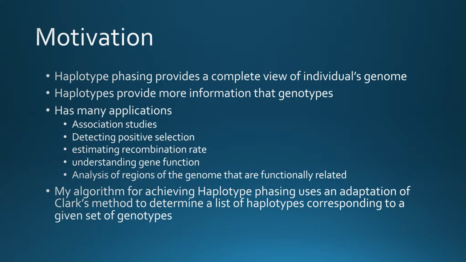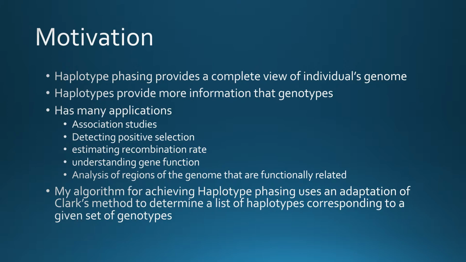Haplotypes provide more information than genotypes do, so we can get way more information out of the genetic data. Also, haplotype phasing has many applications, and those include association studies, detecting positive selection, estimating recombination rate, understanding gene function, and analysis of regions of the genome that are functionally related.